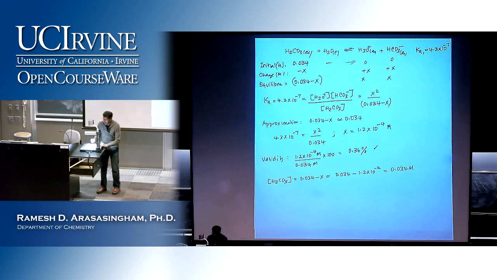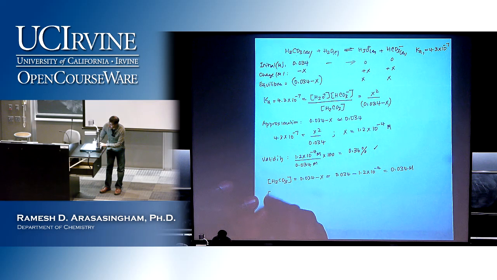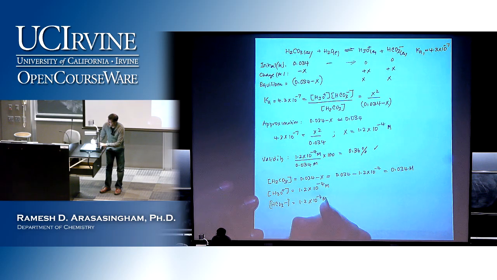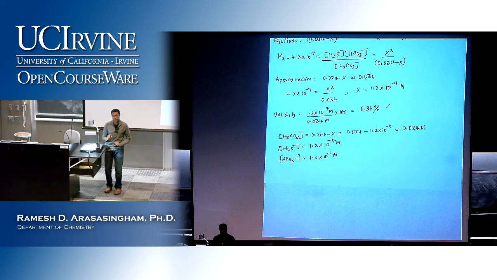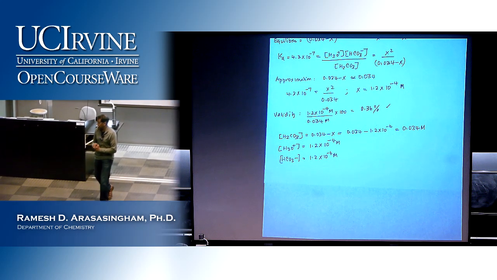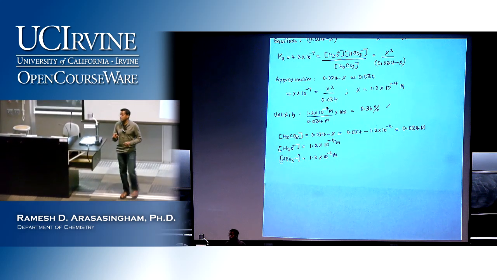All right? So if I want to calculate the hydronium ion concentration, the hydronium ion concentration is 1.2 times 10 to the negative 4 molar. And my HCO3 minus concentration is 1.2 times 10 to the negative 2 molar. Okay? So these are the concentrations that are related to the first equilibrium. All right? Now we need to look at the second step.